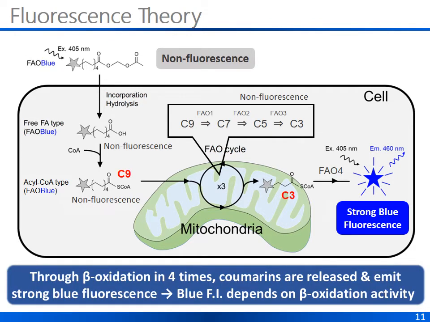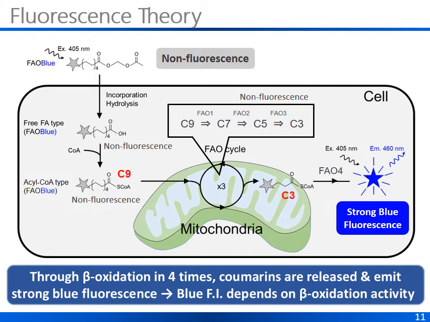In detail, the acyl-CoA type of FaoBlue or activated FaoBlue is transported into the mitochondria matrix. Activated FaoBlue is degraded by 3 FAO cycles. After the 4th FAO degradation, coumarin dye is finally released and spreads throughout the cell. This coumarin shows strong blue fluorescence excited by 405 nanometers.